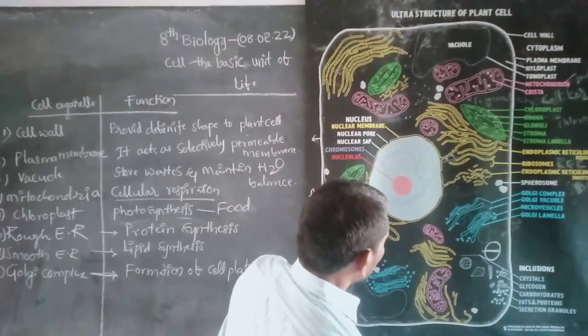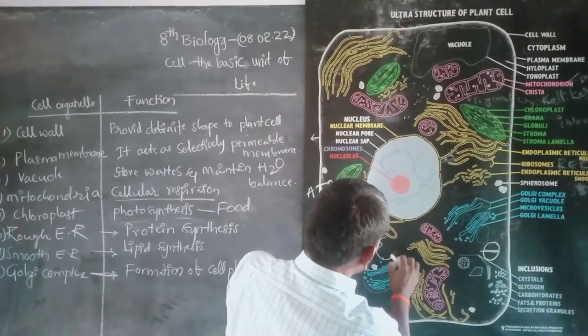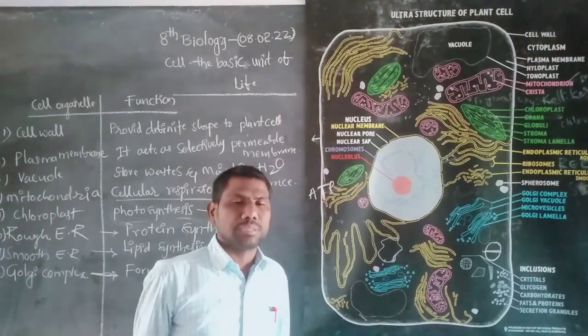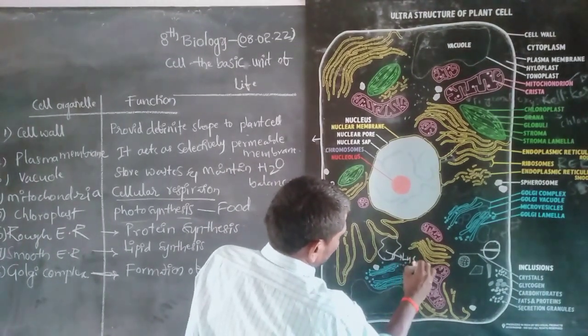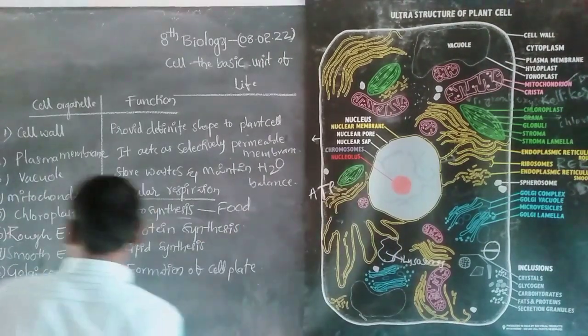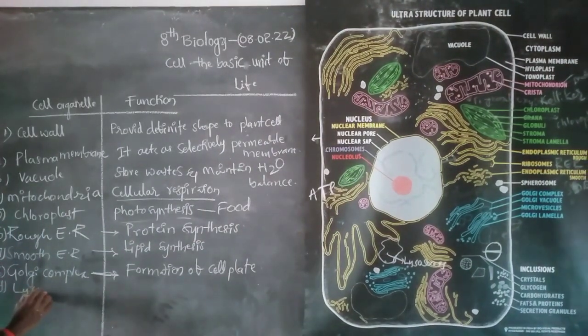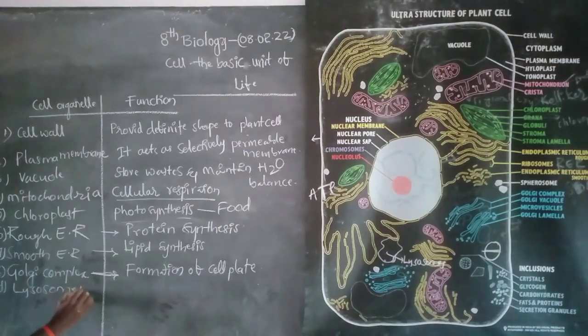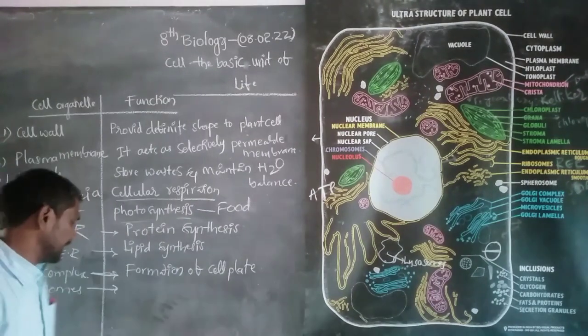Next, lysosomes. Here, in some cells, lysosomes are also present. What are these? Lysosomes. Their main function is that they participate in photorespiration.